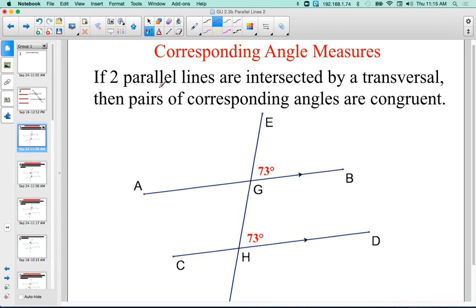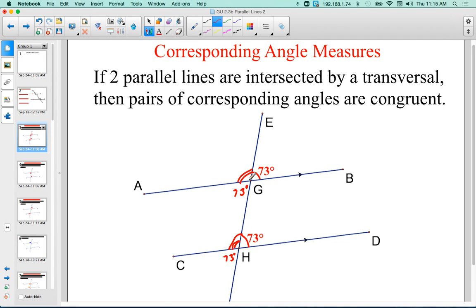Corresponding angle measures: if two parallel lines are intersected by a transversal, then pairs of corresponding angles are congruent. Now, the angle measure that we're shown here is the 73-degree angle, but we really could look at any pair of corresponding angles. We could go up here and up and to the left, we know that these angles would be congruent as well. And what's nice is if you're given one angle measure, you could actually find the other angle measures. Like we know that vertical angles are congruent. So these would be 73.